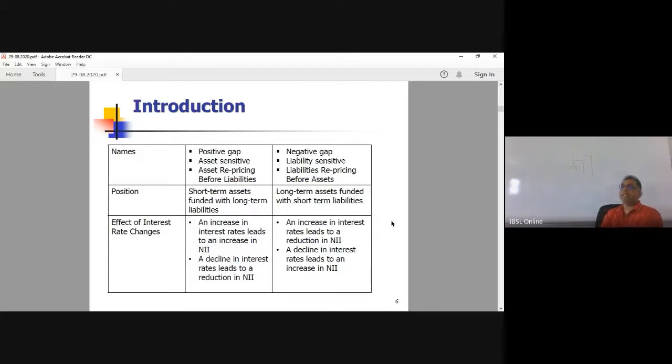What's a negative gap? A negative gap is where you have more long-term assets and short-term liabilities, meaning you have created more long-term loans than you have borrowed, and you have borrowed short-term deposits. Simple as that. Now, when would you do that? When you expect interest rates to come down in the future. You think, okay, interest rates are going to come down, so I'm going to give my loans at a higher rate now, and then continue to raise my money short term when interest rates are relatively low.